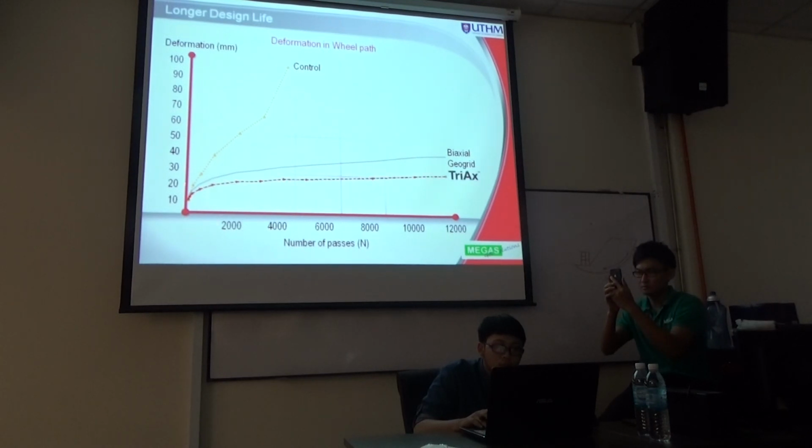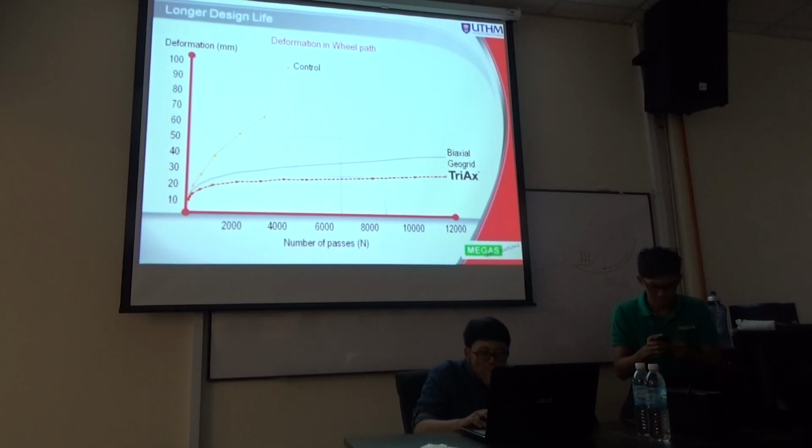So you can see over here, this part is talking about the deformation of the pavement, and this one is to record the number of passes. The control means that, again, there's nothing. It's original, just a stone layer itself with the subgrade. The subgrade condition is the same. And we put a layer of biaxial geogrid, and a layer of triaxial geogrid at different sections.